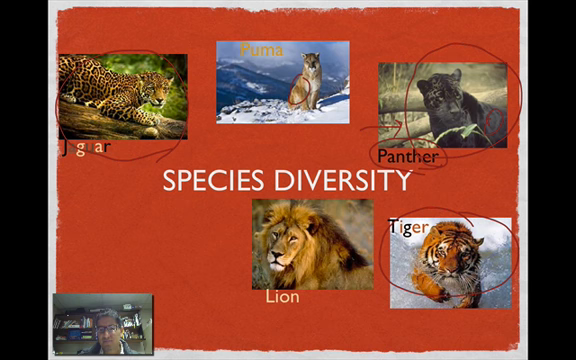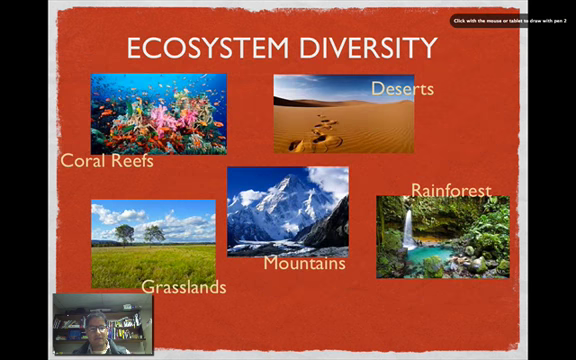but it's more striped. And then of course we have our king of the jungle, the lion with the large mane, which none of these other cats have. Okay, well the male lion anyways has the large mane. And then finally we have our ecosystem diversity.